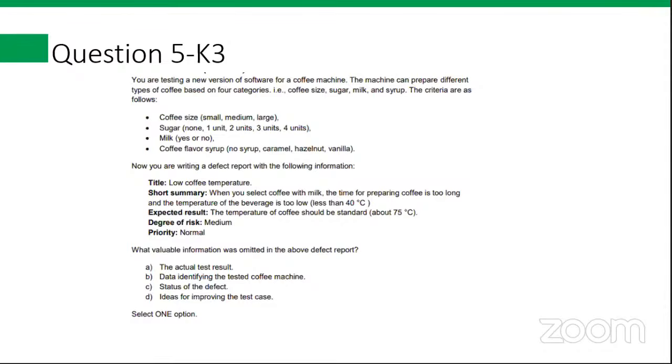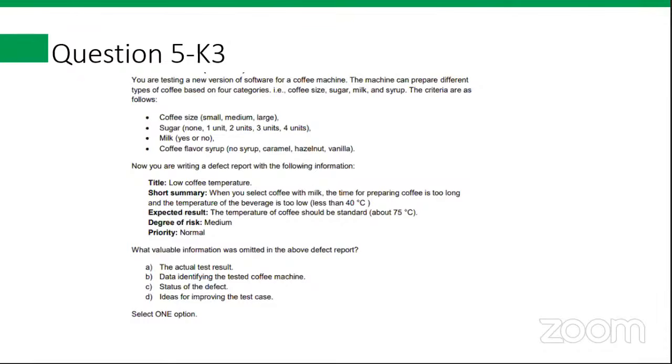So let me just read the question for you. You are testing a new version of software for a coffee machine. The machine can prepare different types of coffee based on four categories, that is, coffee size, sugar, milk, and syrup. The criteria are as follows: coffee size is given, sugar is given, milk is given, and coffee flavor is given. So, this is basically a description of how you are going to prepare a coffee.